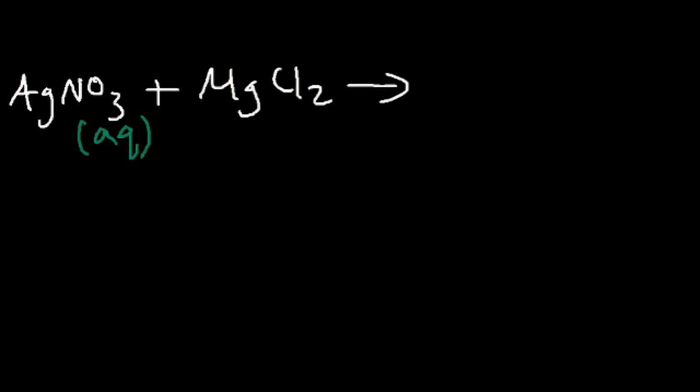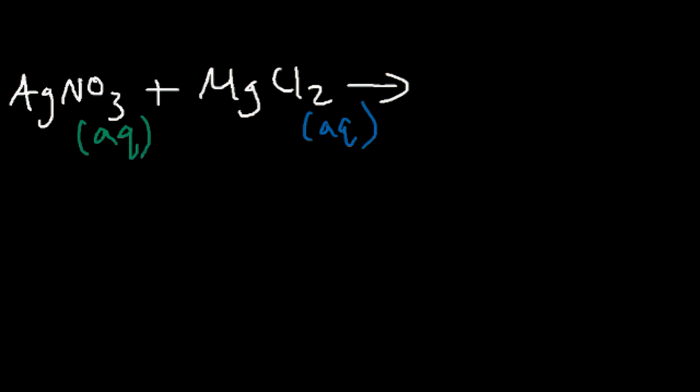Nitrates, acetates, ammonium, which is NH4+, are always soluble. Alkali metals like lithium, sodium, potassium, rubidium, they're always soluble. The halides like chloride, bromide, iodide are generally soluble except with silver, lead, and mercury. So with magnesium, chloride is soluble. Now this is a double replacement reaction. We have a compound reacting with a compound. In a single replacement reaction, it's an element plus a compound.